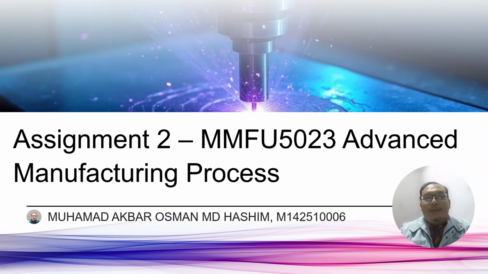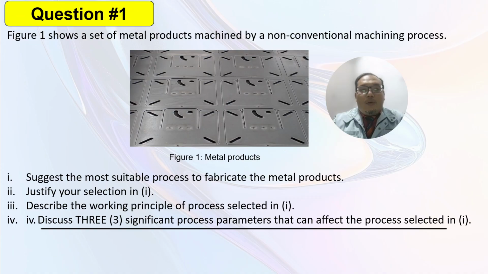Today, I would like to present my recent assignment, which is assignment 2 for MMFU 5023 Advanced Manufacturing Process. In this presentation, I am required to answer two sets of questions. We start with question number 1. Figure 1 shows a set of metal products machined by a non-conventional machining process. We have four questions related to this figure and how it is made by the non-conventional machining process.